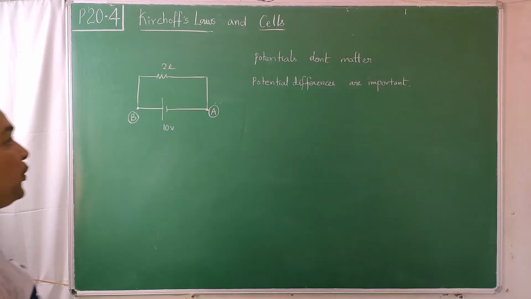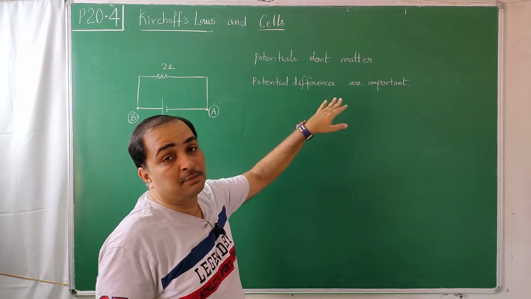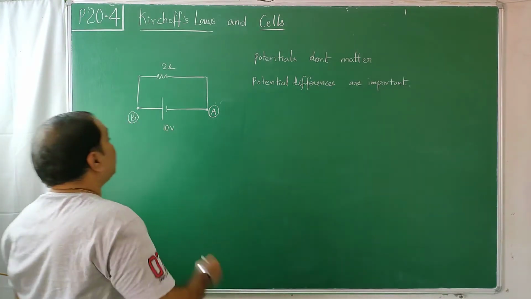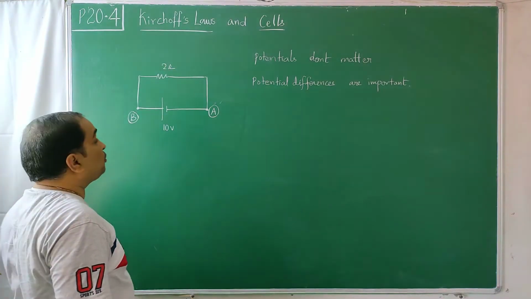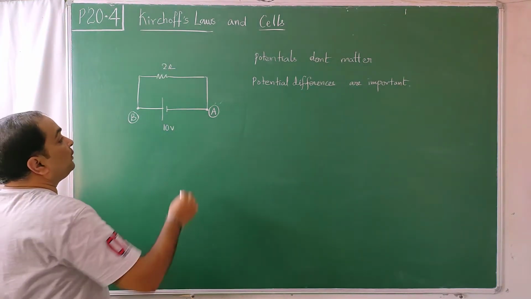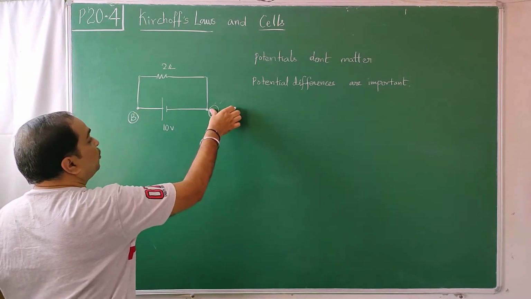See, this concept you try to understand. Potentials don't matter. Potential difference does matter. What is that? Let us have a battery of 10 volts and a resistor of 2 ohms, the simplest way. Let us take this point as A and this point as B. Take A as 0 volts.